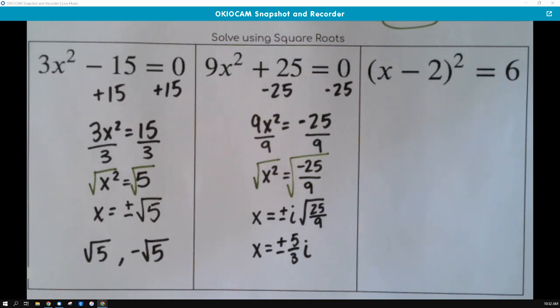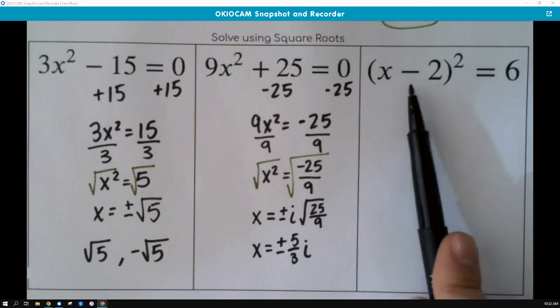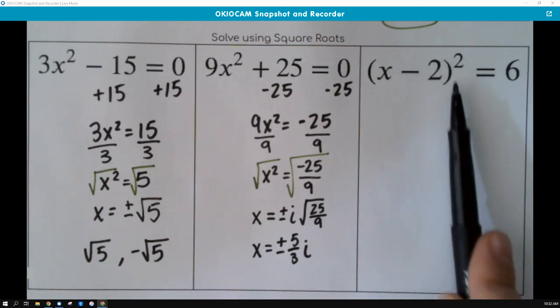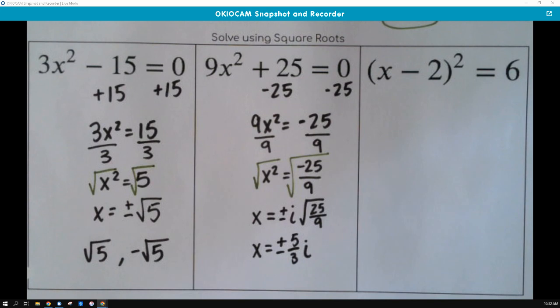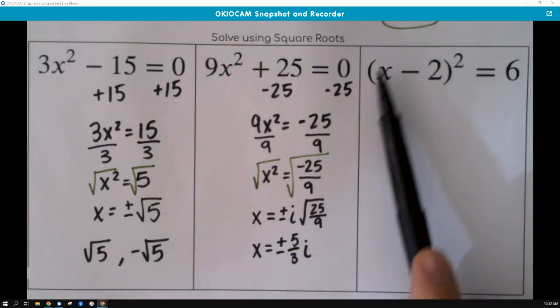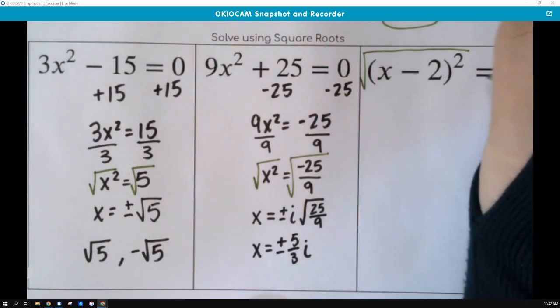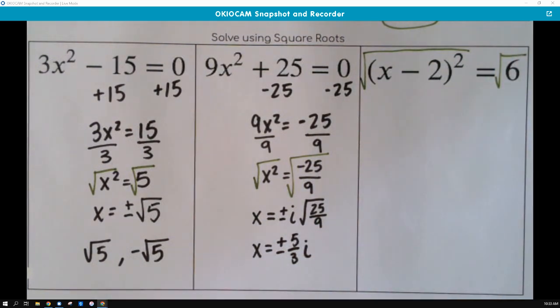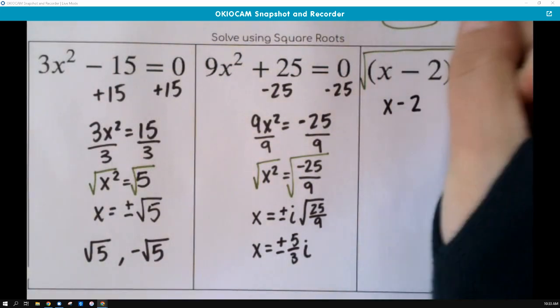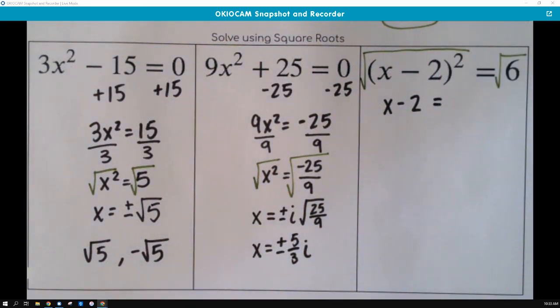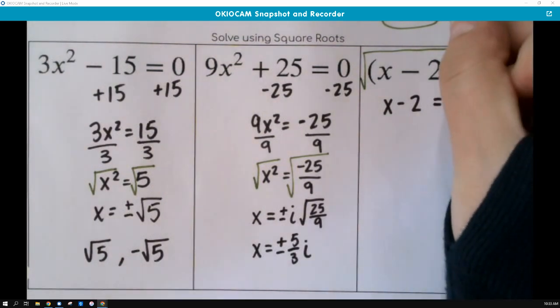Last one here is a little bit different because this -2 is inside what's being squared. So this one, what's being squared is already the only thing on the left side. So we can start by taking the square root of both sides. Square root on the left, square root on the right. Square root and square cancel each other out. So I have x minus 2 equals, and then square root of 6 cannot be simplified any. So that's just going to be plus or minus square root of 6.